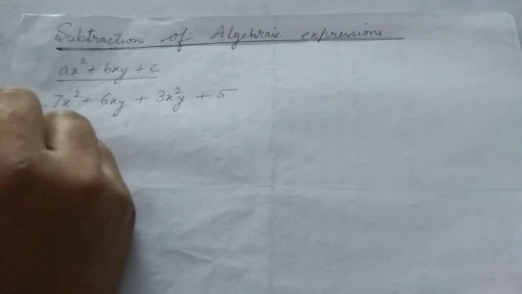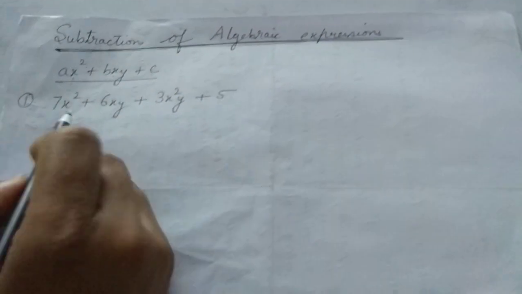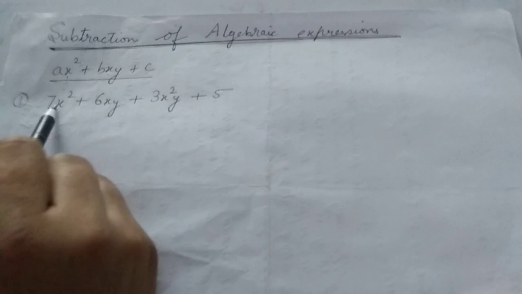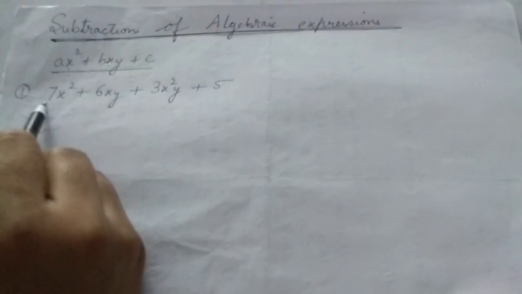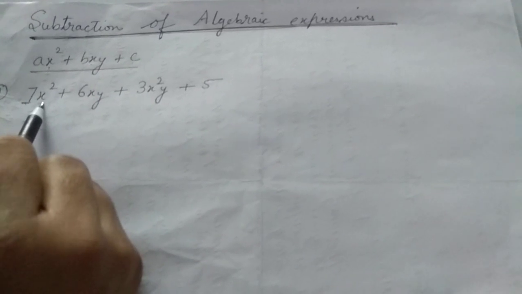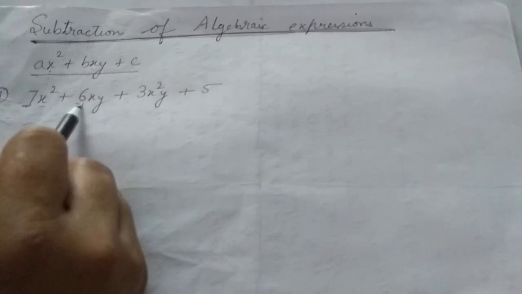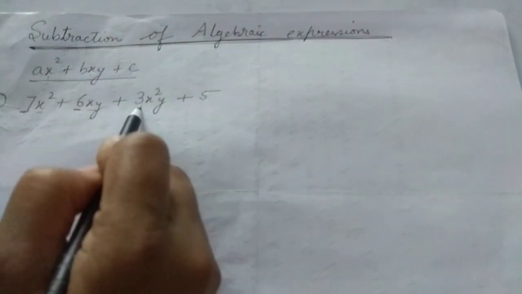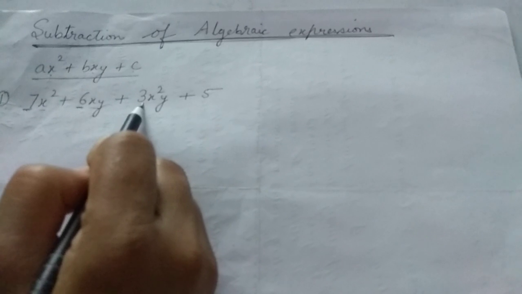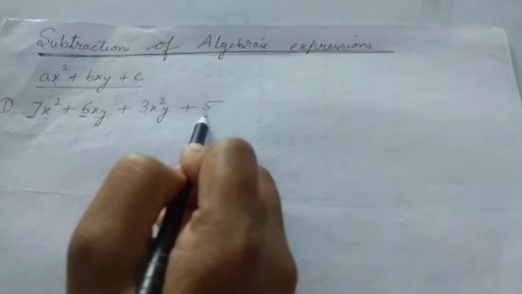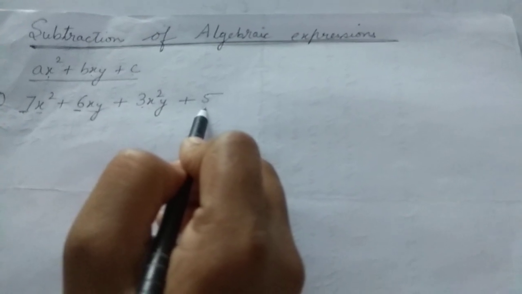So this is my first algebraic expression. Let's write some more algebraic expressions. How many terms does it have? 1, 2, 3, 4. It has 4 terms. The first term has 7 as the numeric coefficient, x square as the literal coefficient. Second term has 6 as the numeric coefficient and x and y as the literal coefficient. Third term has 3 as the numeric coefficient, x square y as the literal coefficient. And the fourth term is simple, a number 5.